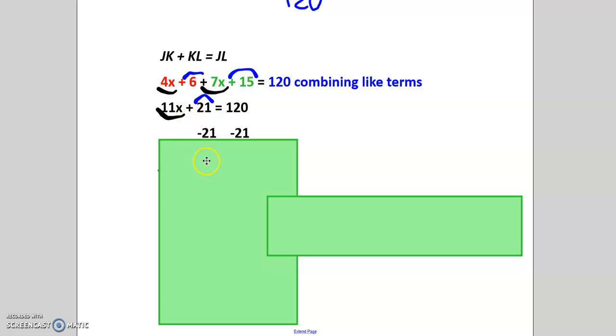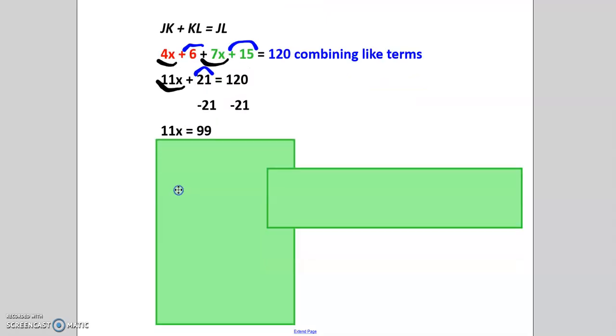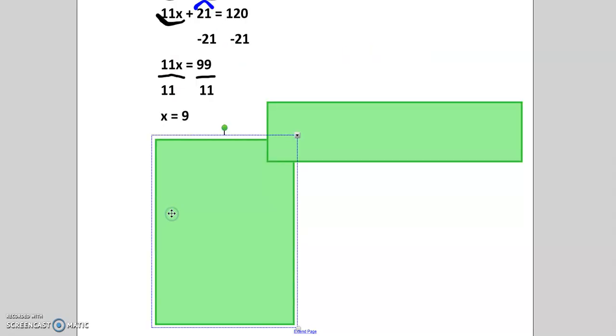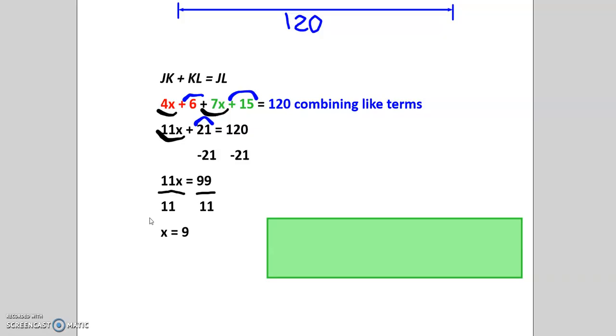Subtract 21 from both sides, which leaves me with 11x on one side equals 120 minus 21, which gives me 99. From there, how do I get rid of that 11? What operation is happening between the 11 and the x? Multiplication. So what's the opposite of multiplication? Division. I need to divide both sides by 11, and I get x equals 9. That's good algebra in there. Algebra 1, algebra 2 might have been a while ago, so feel free to jot down some questions and ask them during our next synchronous live Zoom session. So that is how I solve for x.